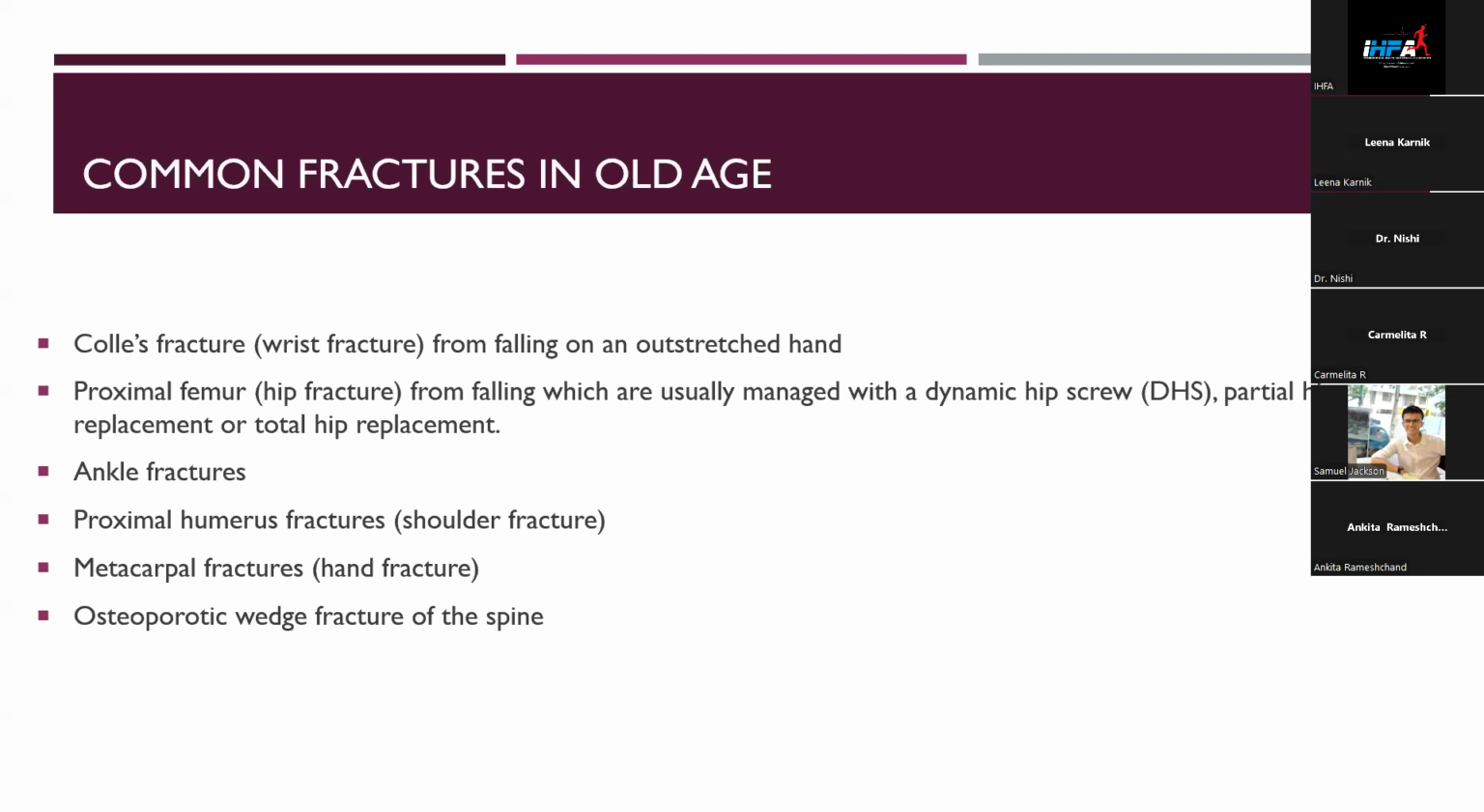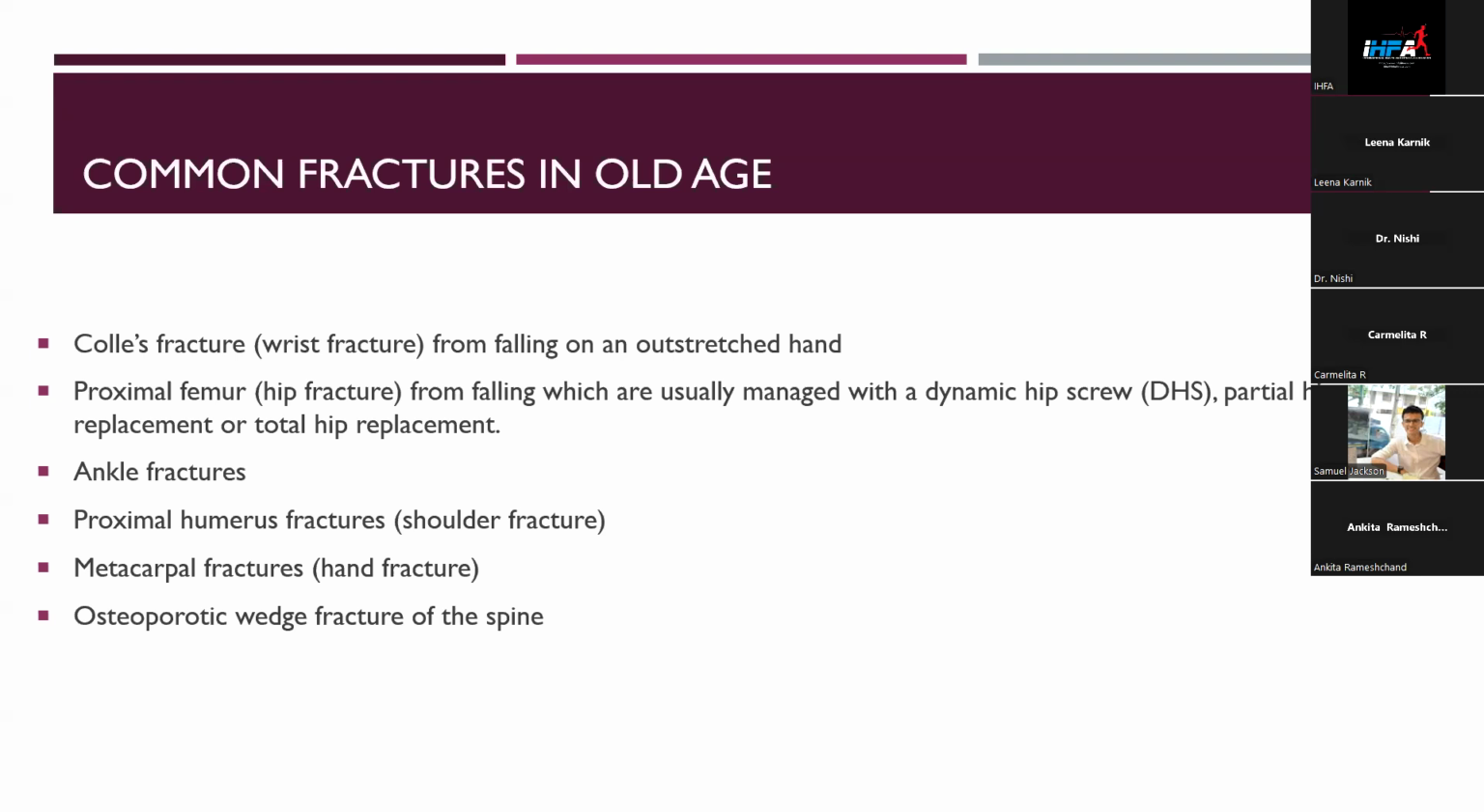If it's a young individual between 50 and 60, a dynamic hip screw can also be done. Then ankle fractures and proximal humerus fractures. Again, when they are falling on one side, the first bones which come into contact are the humerus and the femur. Then metatarsal fractures and also osteoporotic wedge fractures. Some patients, even with no history of fall and no history of trauma, can also develop vertebral or spinal fractures.